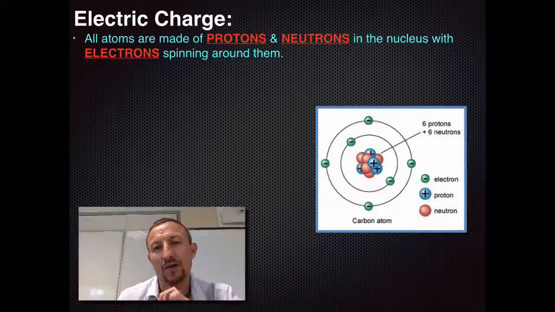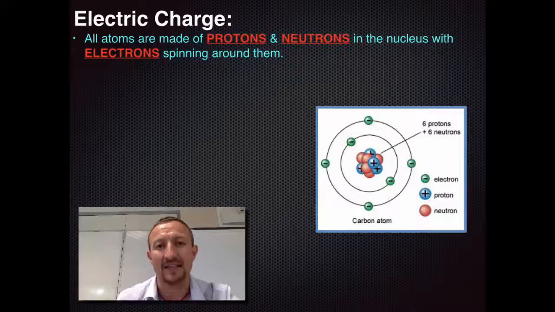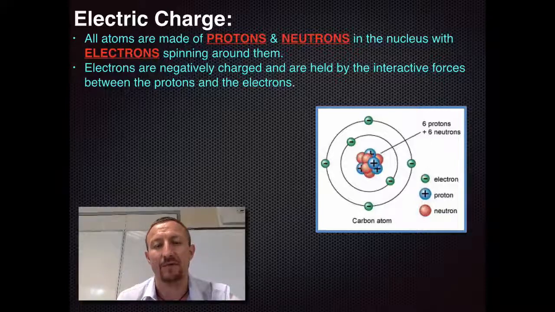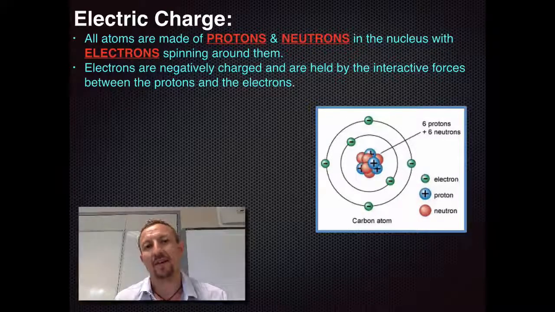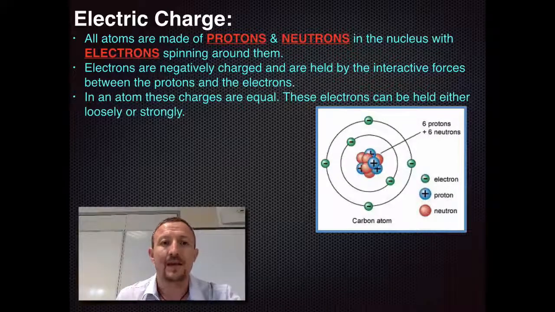Now certain materials, and certain atoms, will have the ability to gain or lose electrons, thus becoming either negative or positively charged. We call this ionization. Electrical charge can often look at the movement of these electrons. Now electrons, as we know, are negatively charged and held in place by the interactive force of the protons in the nucleus. So we have this negative and positive charge causing an attraction. In normal cases, these charges are equal.